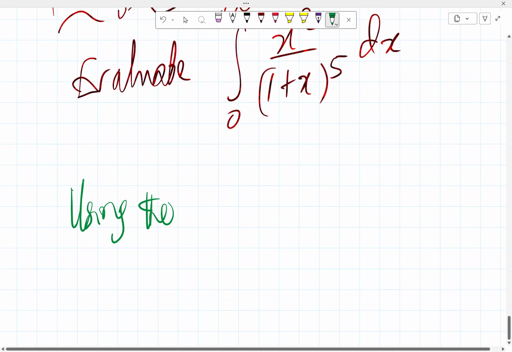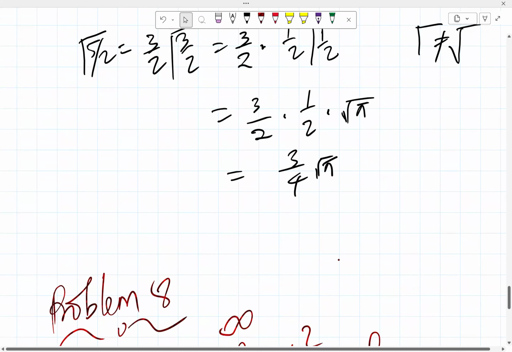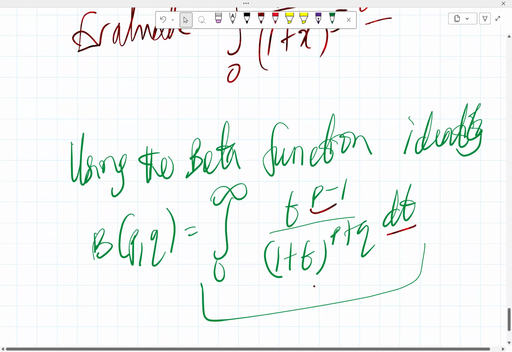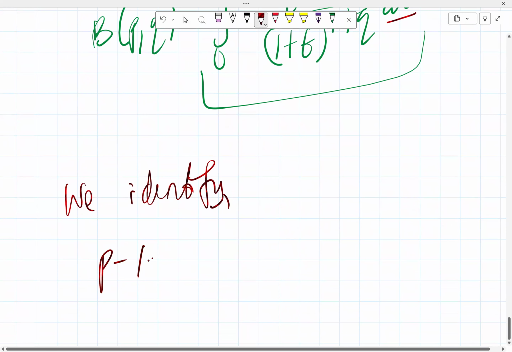Clearly here you can say x is equal to t. So we identify the parts. If x is equal to t, then p minus 1 will have to be equal to 2. So p minus 1 is equal to 2. That implies that p is equal to 2 plus 1, which means p is equal to 3. We identify that and keep that.